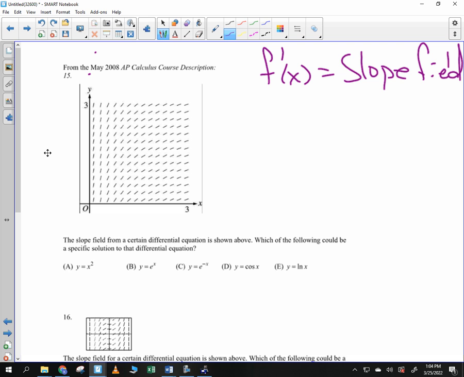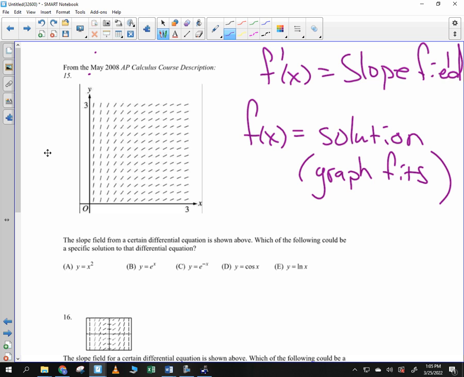Okay, f prime of x is your slope field. F of x is the solution, or the graph that fits.